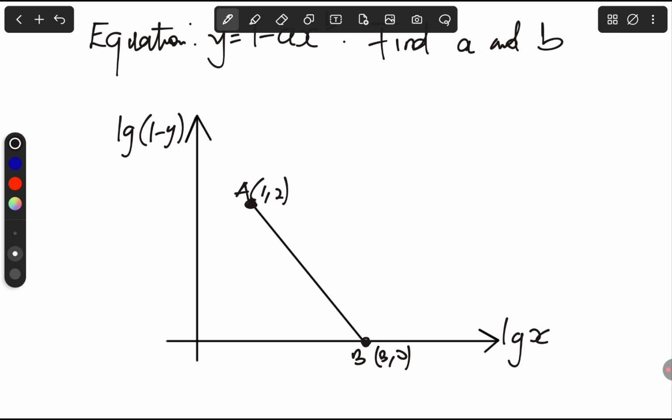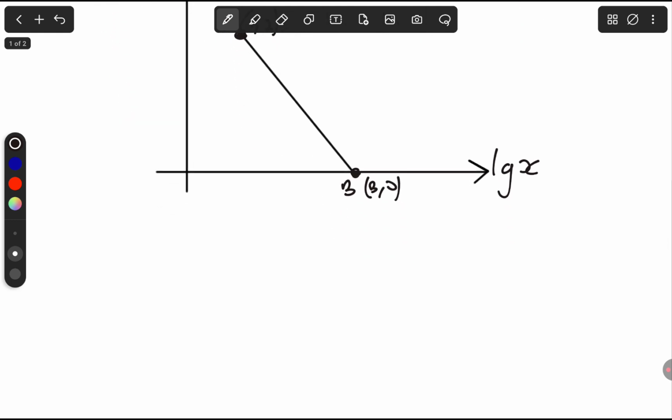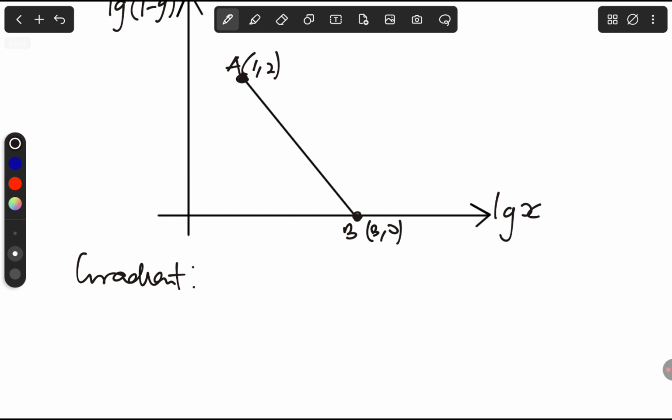Now, as you can see, this is just part of a straight line, of course. It should hit the y-axis somewhere, but this is just part of the line. Okay, so how do we find a and b? From the word go, we can first find the gradient, right? Because it's easiest, since we have these two coordinates. And of course, this line is sloping down.